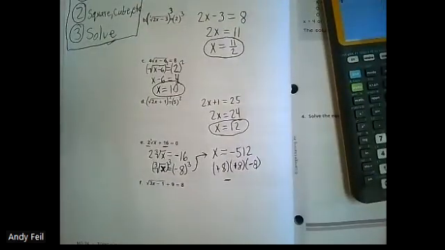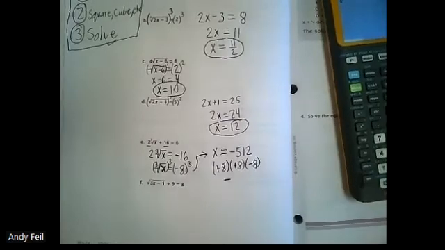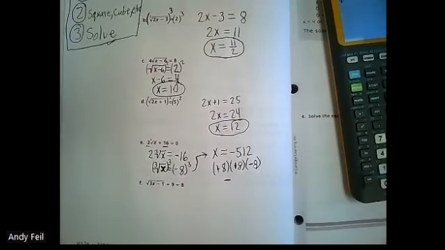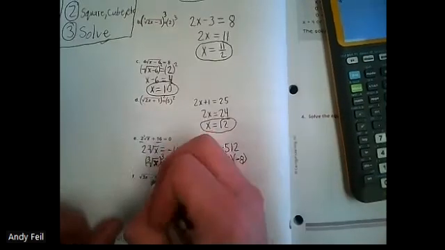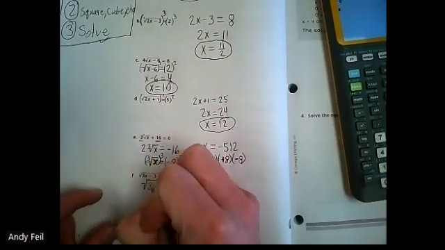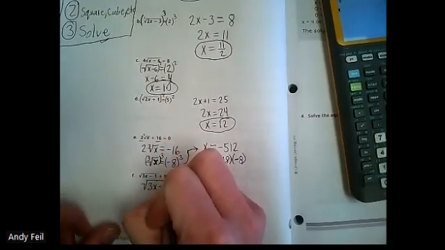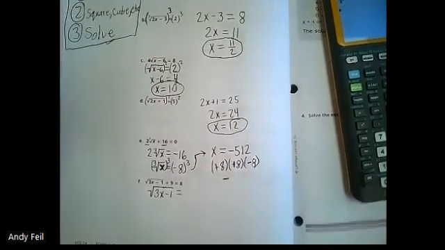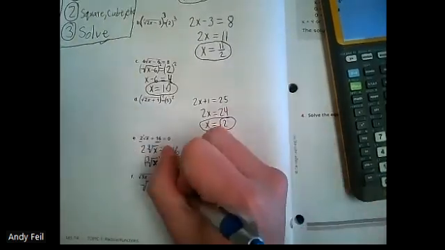So now we have f. Square root of 3x minus 1 plus 9 equals 8. How are we going to solve this one? Subtract 9. So you get square root of 3x minus 1 equals negative 1.